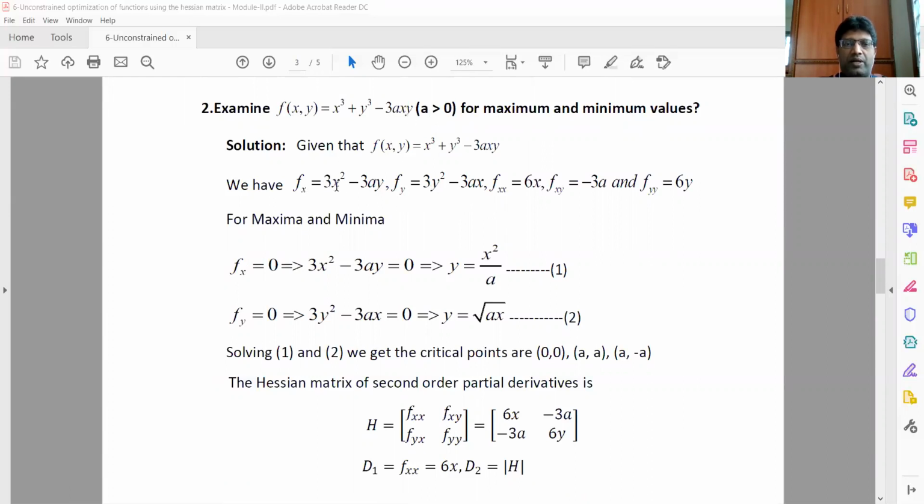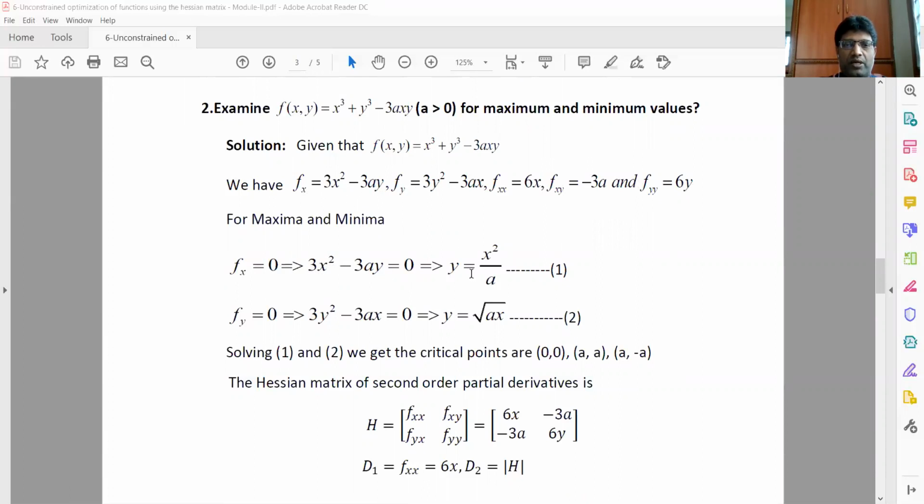So ∂²f/∂x² is 6x. ∂²f/∂y² is 6y. And for ∂²f/∂x∂y, differentiating ∂f/∂y one more time with respect to x, you will get minus 3a. Now for maxima and minima, what do I have to do? I have to equate these two first order derivatives to 0. So I equated this to 0.